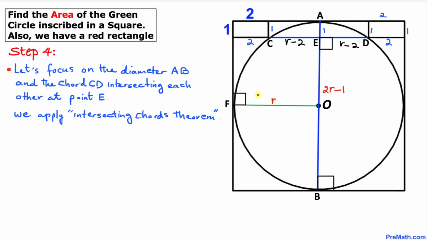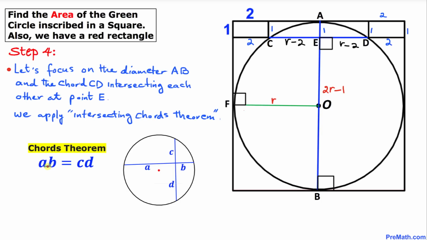And now let's focus on the diameter AB and this chord CD, and they are intersecting each other at point E. Then we are going to apply the intersecting chords theorem. And here is our intersecting chords theorem: A times B equals C times D. And here, as you can see in this circle, we have these two chords, and this is part A and this is part B of the first chord, and this is part C and this is part D of the second chord. And we are going to apply the same analogy in our example.